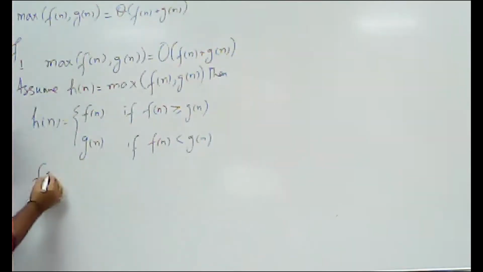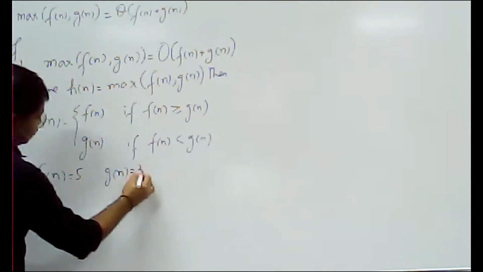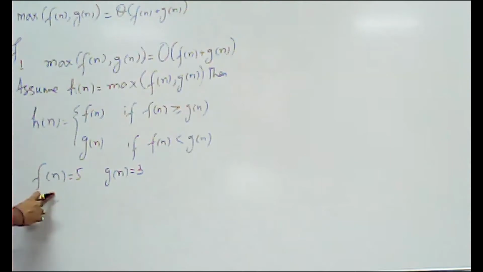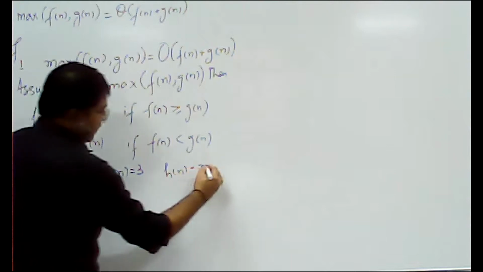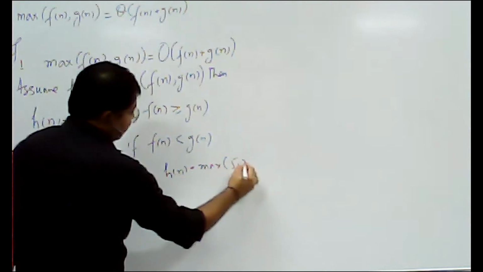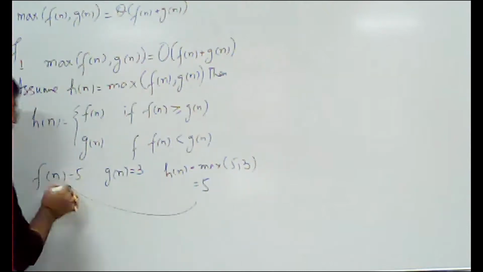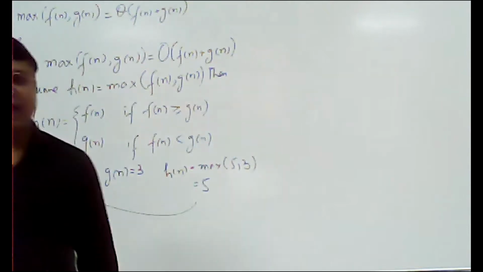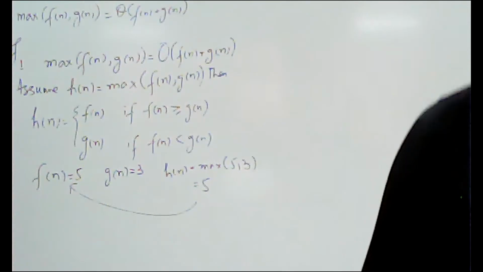What does it mean? It means that suppose f(n) is equal to 5 and g(n) is equal to 3. So h(n) is equal to max of 5, 3. So h(n) will be equal to what? 5. So either h(n) will be equal to f(n) if f(n) is greater than or equal to g(n), or h(n) will be equal to g(n) if f(n) is less than g(n). Okay.